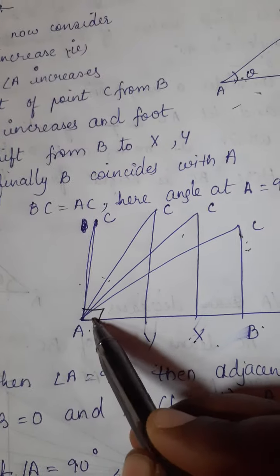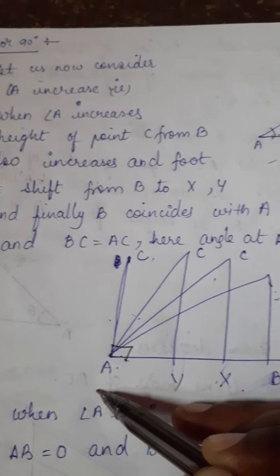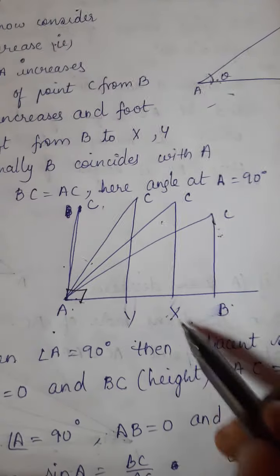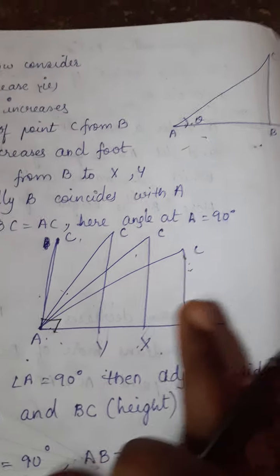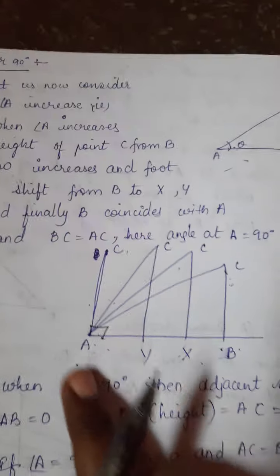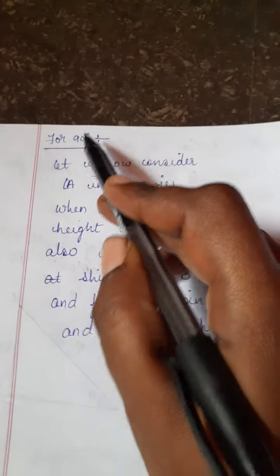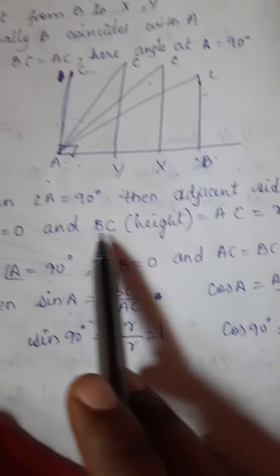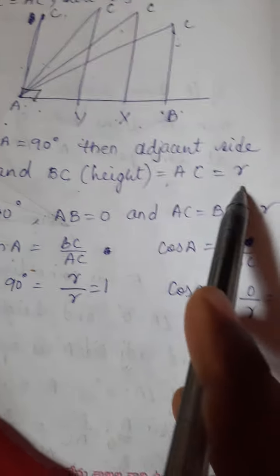Okay children, here angle A is 90 degrees and BC is equal to AC. The adjacent side will be 0 because it keeps reducing as you come this side. Here AB is 0. So angle A is 90 degrees, adjacent side AB is 0, and height BC is equal to AC is equal to R.